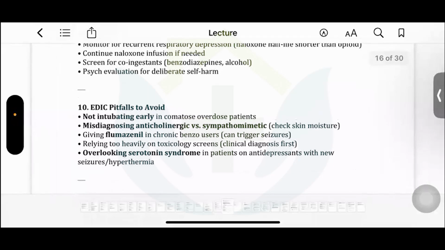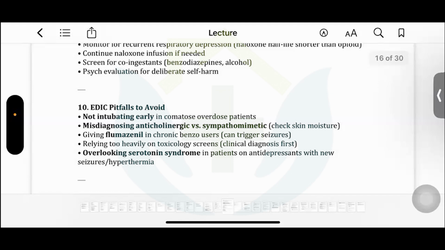Usually, number one, not intubating early, just thinking that this patient will recover after the toxidrome has been identified and antidote has been given. Remember, antidote and decontamination take secondary stage. Primary stage is resuscitation. In resuscitation, intubating the patient whose GCS is less than 8 is paramount. Misdiagnosing anticholinergic versus sympathomimetic: check skin moisture. In anticholinergic poisoning, the skin moisture will not be there and the patient will be dry. Giving flumazenil in a chronic benzodiazepine user will throw the patient into seizures. So do not do that.